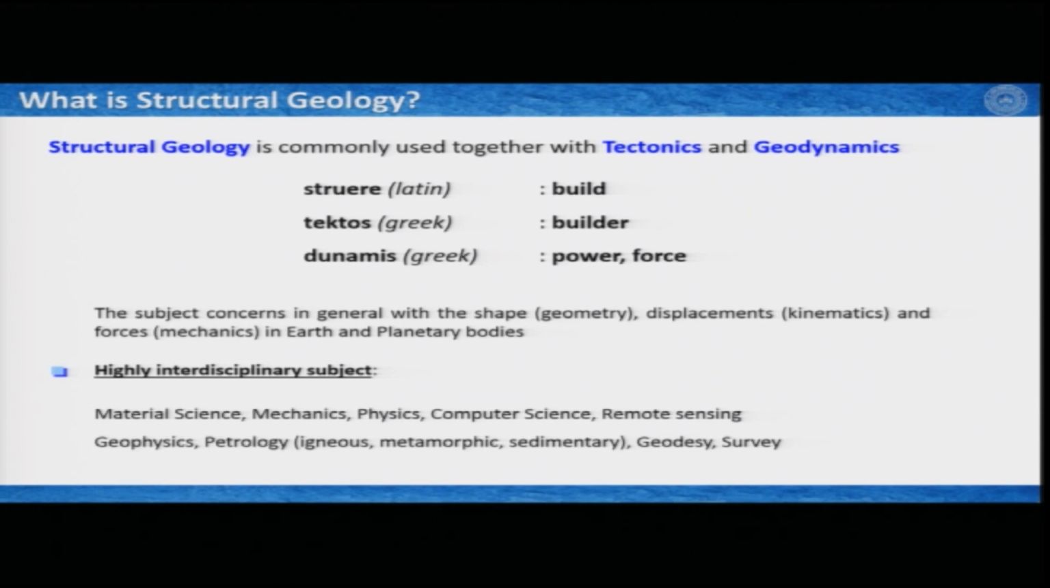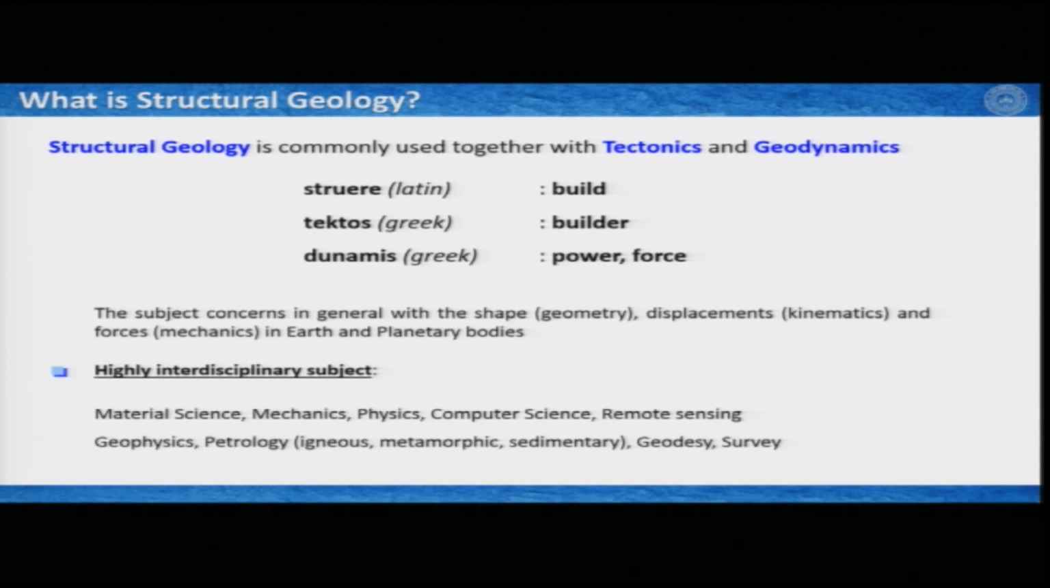Okay, so what is structural geology? If you have heard this term before, then you must have also heard these two terms that are always used together with structural geology: one is tectonics and another is geodynamics. Now, the origin of these three terms comes from Latin and Greek. Structure comes from the Latin word struere, which means build. Tektos is a Greek word from which we have tectonics, which means builder. And dunamis is a Greek word which means power or force.